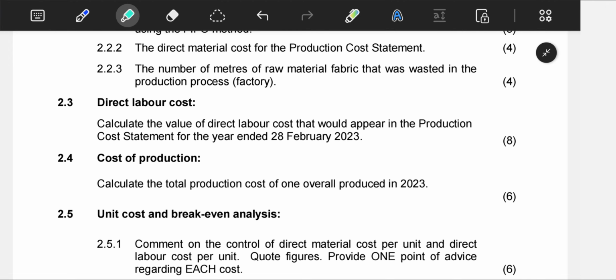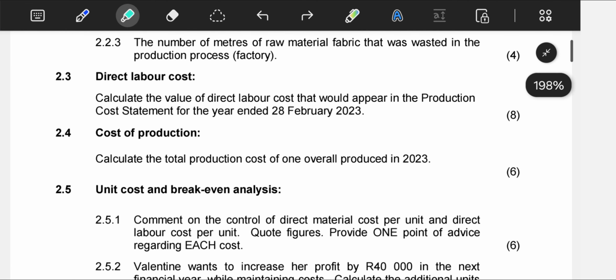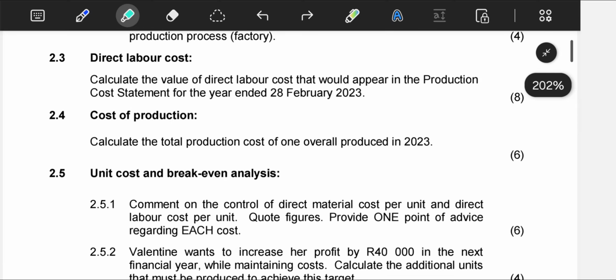Right, now let's go to direct labor cost. Calculate the value of direct labor cost that would appear in the production cost statement for the year ended 28 February 2023. Remember, I told you that when we talk about production cost statement, we are talking about your direct labor plus direct material, and then you get your prime cost, and then you add your factory overheads, and all those expenses that are involved in the factory, and then now you get your total production cost in your production cost statement.